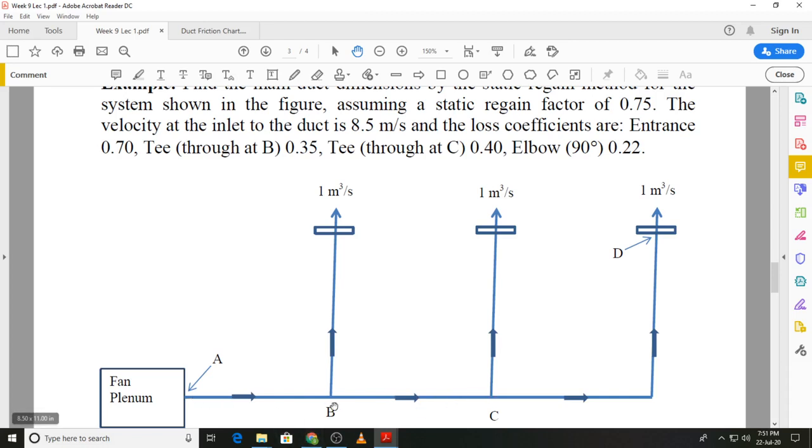Sizing segment A to B, we do not need the static regain method because we will have the total volume flow rate. We are given the velocity of 8.5 meters per second, so you can easily find out the cross-sectional area. Assuming it's a circular duct, you will then find out the duct diameter, and then we move on to segment BC and apply the static regain method. That is where we will see the application of this method.